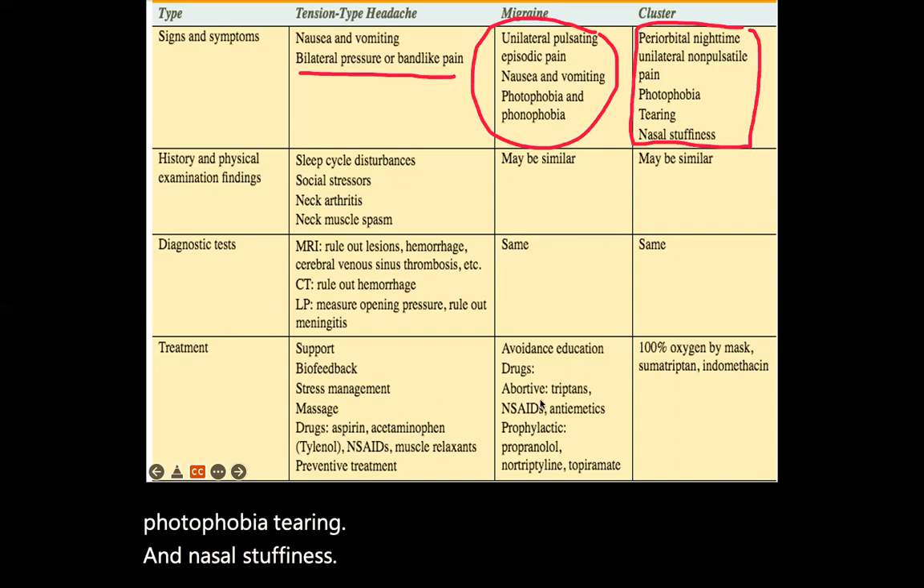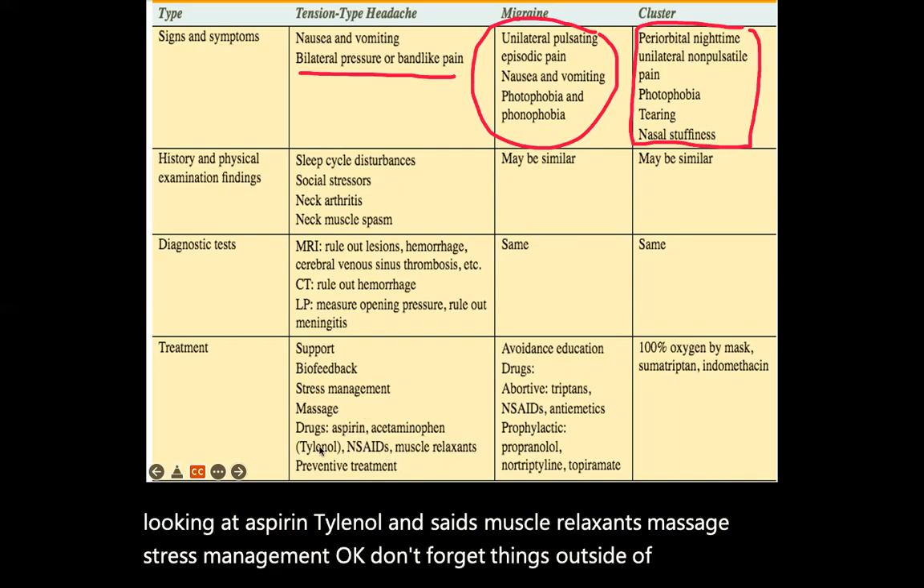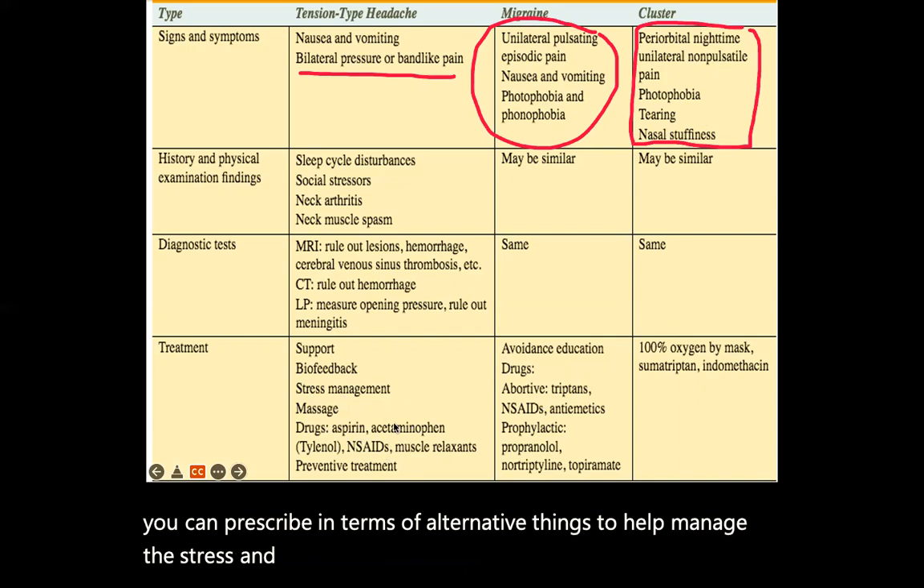So here's our treatment plan. If it was tension type headaches, we're looking at aspirin, Tylenol, NSAIDs, muscle relaxants, massage, stress management. Okay, don't forget things outside of your Rxs that you can prescribe, in terms of alternative things to help manage the stress and whatever issues the patient might be having in their life.